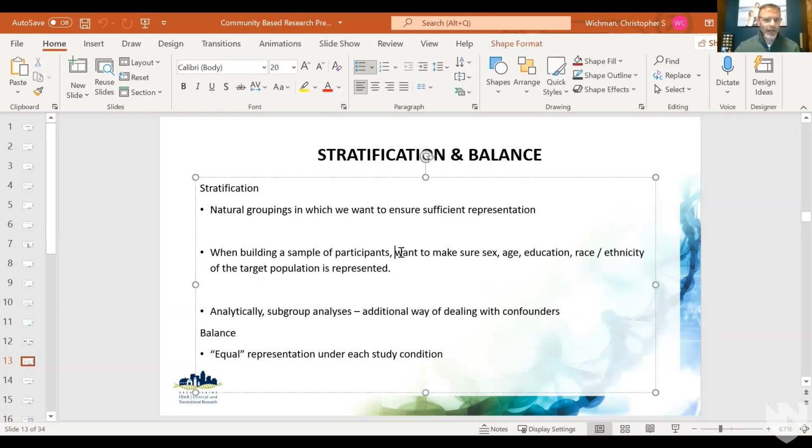Typically, when I do studies, I end up working with sex or gender as one of the stratification variables. Oftentimes we'll look at age, education, race and ethnicity, and I've also been asked as far as insured/uninsured also pops up quite a bit. And I already talked about the analytical piece. And then the last idea is balance. And I put equal representation under each study condition in quotes, because a lot of times people are focused in on, I have to have 6 people in every single condition.